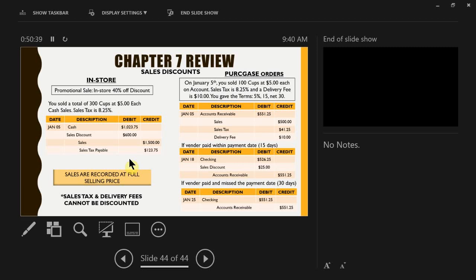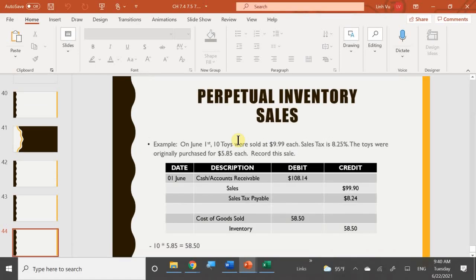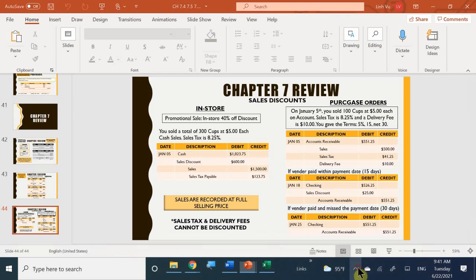And something you need to make a note of is that you cannot take a discount off of sales tax or any delivery charges. Those are the only things that you cannot take a discount for. You can only take a discount off of the original selling price, which in this case is whatever the sales was. Okay. All right. Any questions in regards to the review? Okay.